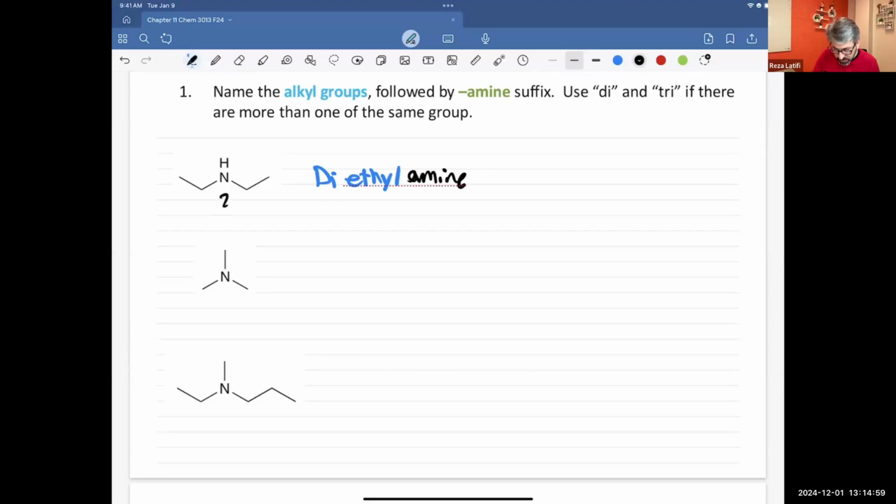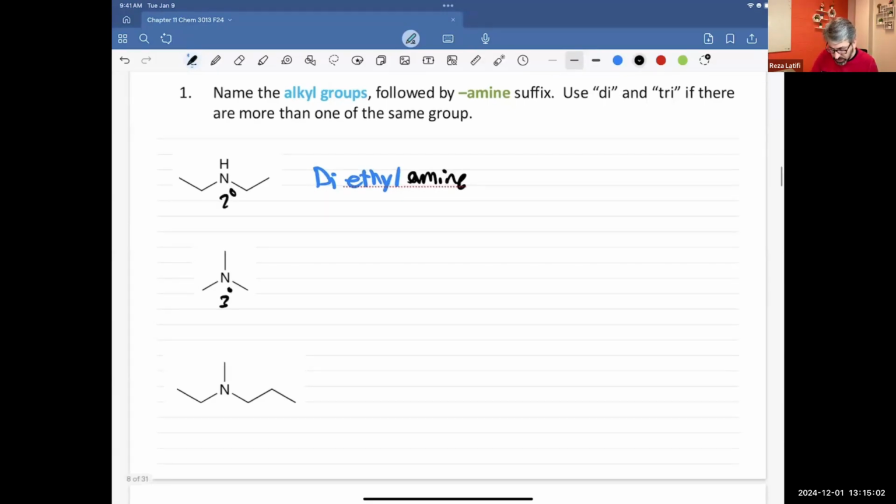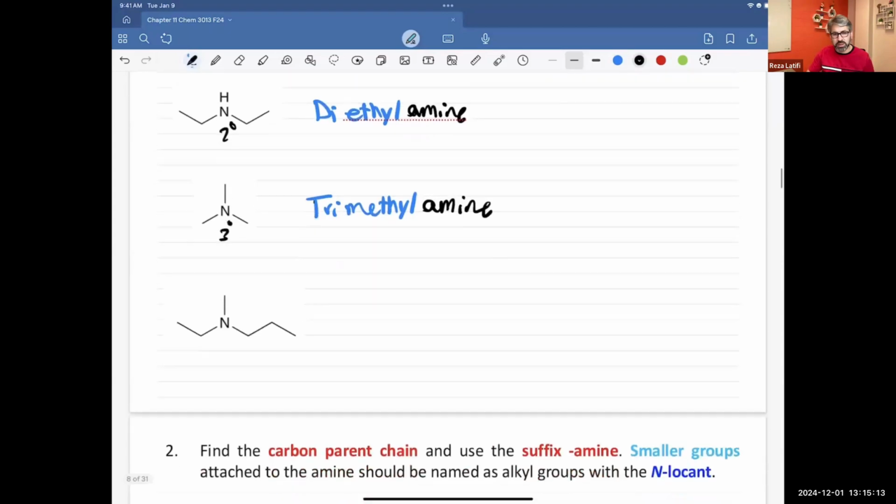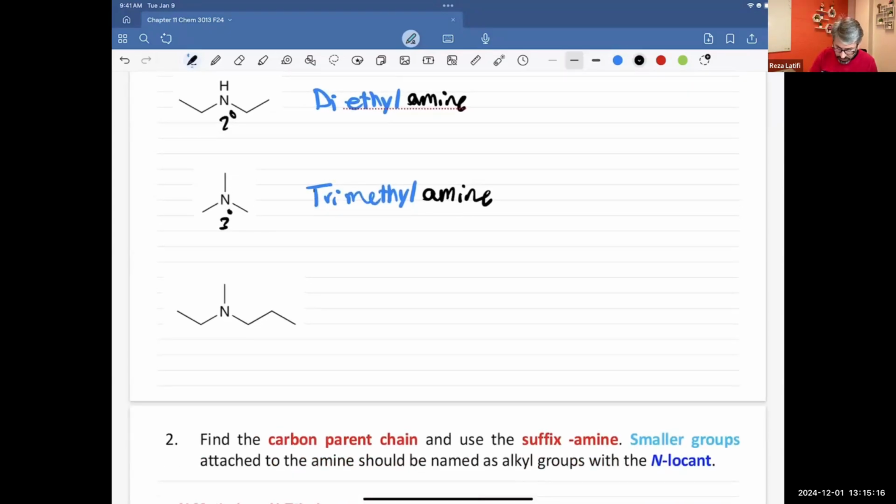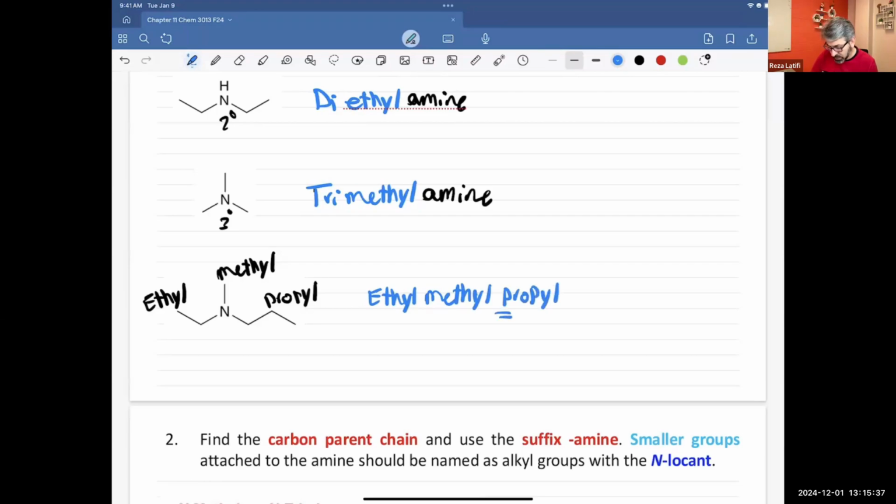Next one is a tertiary. I have 3 methyl, so I go trimethyl, and then I go amine. If they are not identical, then alphabetize them. We have propyl, methyl, and the last one is ethyl. So I go ethyl, methyl, propyl. So I alphabetize them, and then I'm going to add amine to the end of the name. So this one will be ethyl, methyl, propyl, amine.